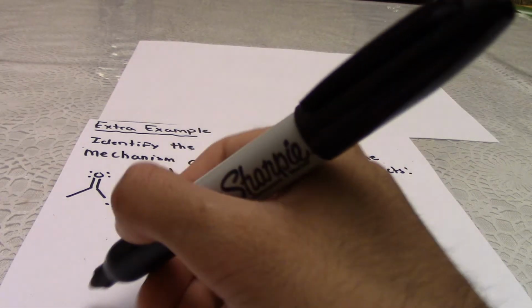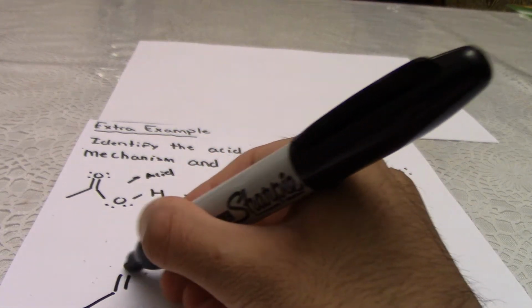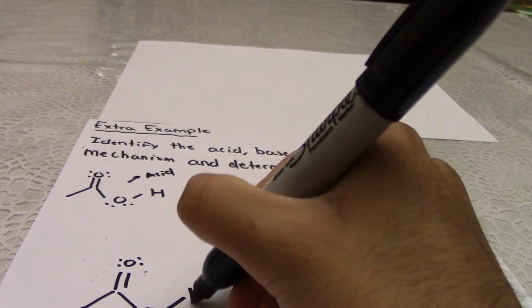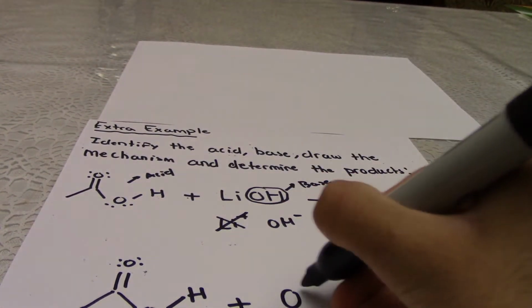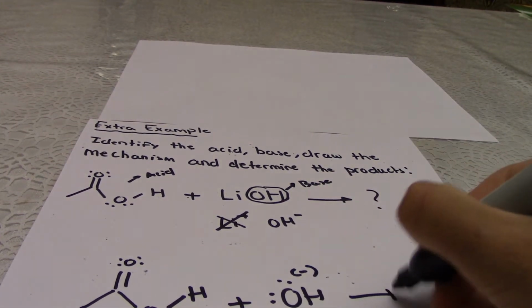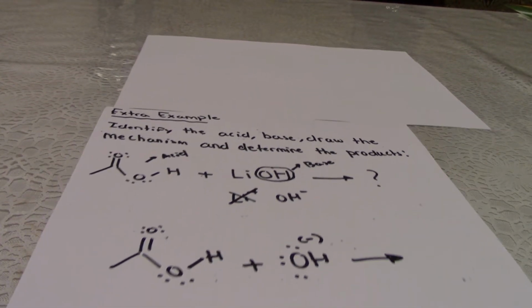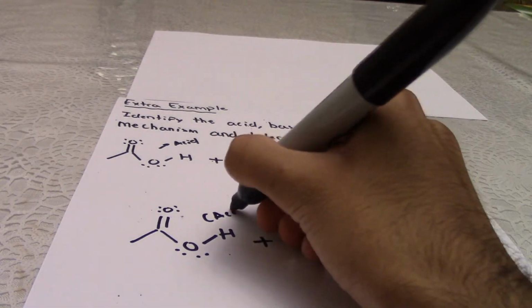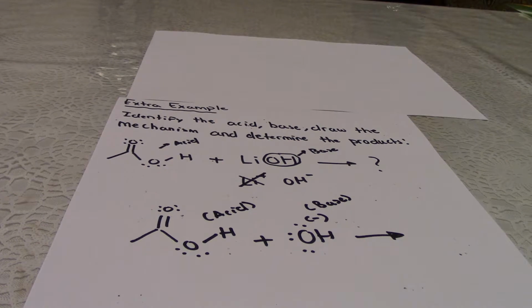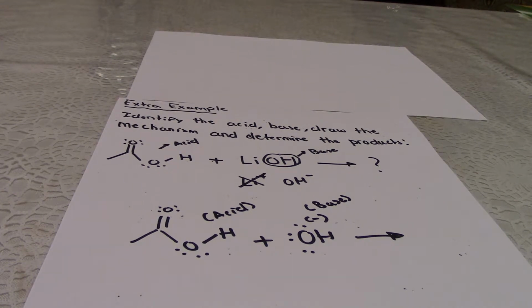So I guess it's better if we redraw this right over here like this. And now this is just basically this. Now how are we going to determine the products? We know this is our acid, and we know this is our base. So how are we going to identify the products? Well, first I think it's good that we should draw the mechanism.